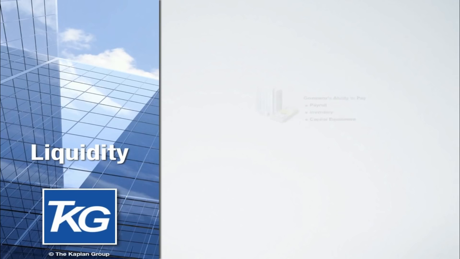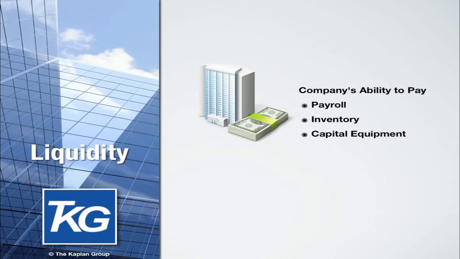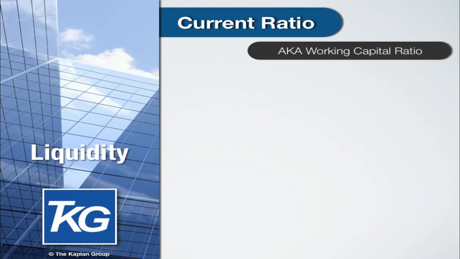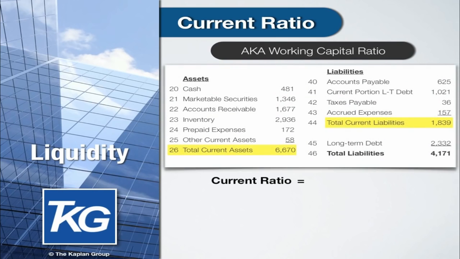This is essentially how easily the company can pay from existing assets for its ongoing expenses, including payroll, inventory, and investments in capital equipment. As with the income statement, the easiest way to analyze a balance sheet is to look at ratios. The first ratio we are going to look at is called the current ratio, and sometimes is referred to as the working capital ratio. It is very easy to calculate. It is simply current assets divided by current liabilities.